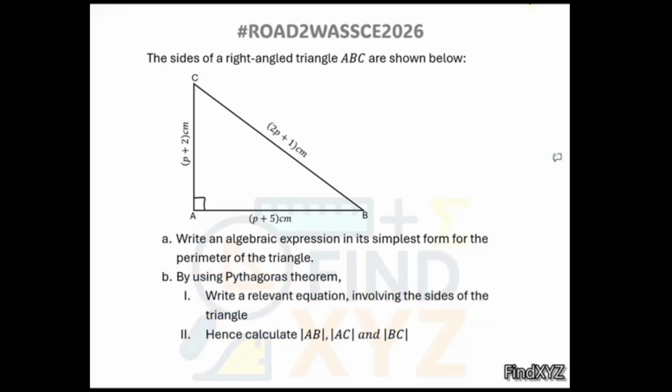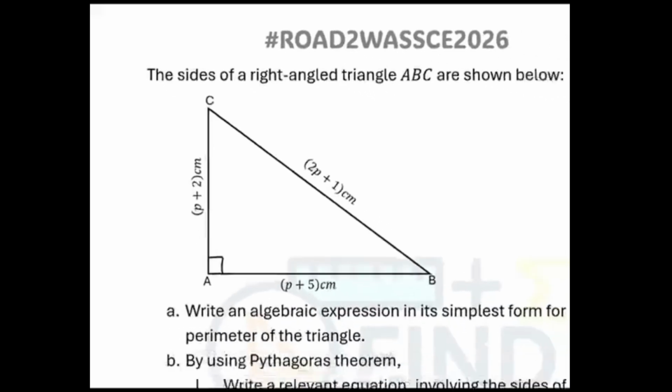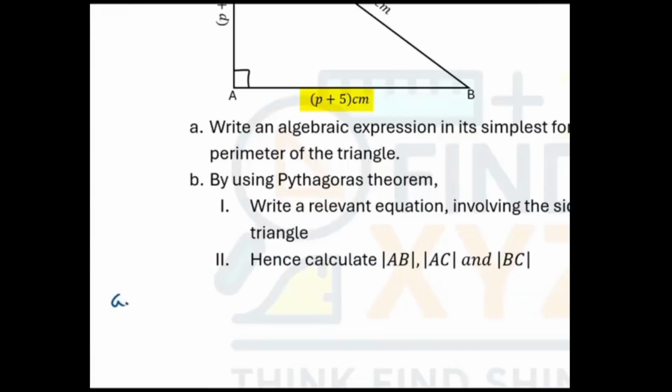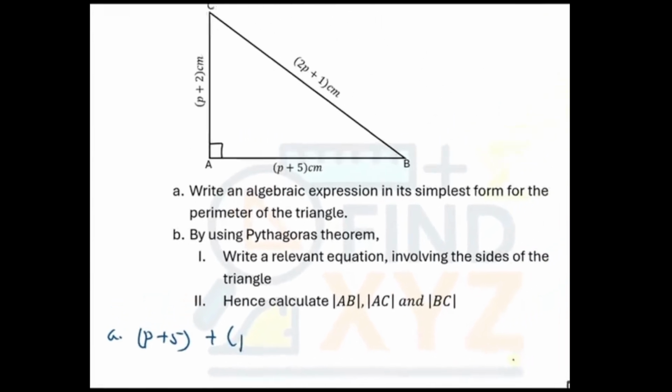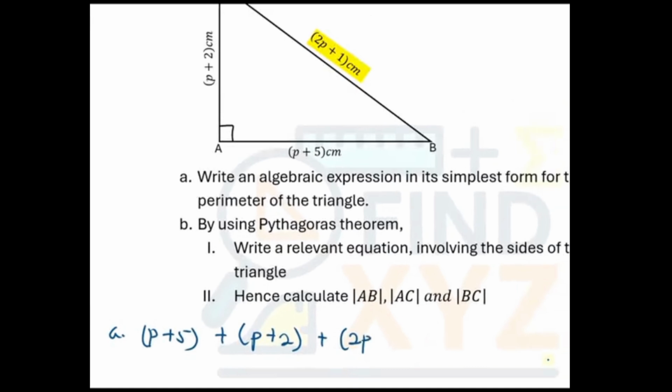Let's begin. The first thing is, what is a perimeter? Perimeter is the distance around a figure. And what is the figure? The figure is a triangle. So because the length of the triangle was given in terms of P, we've been tasked to write an algebraic expression. So what we are going to do is we are going to put all the sides together. The length of AB is P plus 5, and the length of AC is P plus 2. Then finally the length of BC is 2P plus 1.